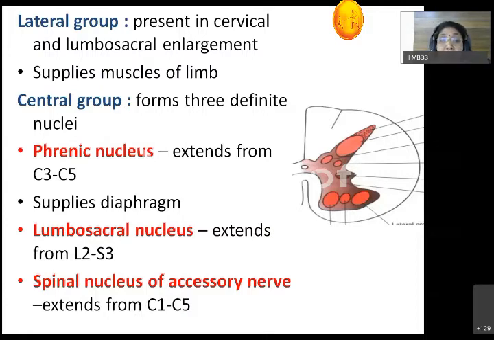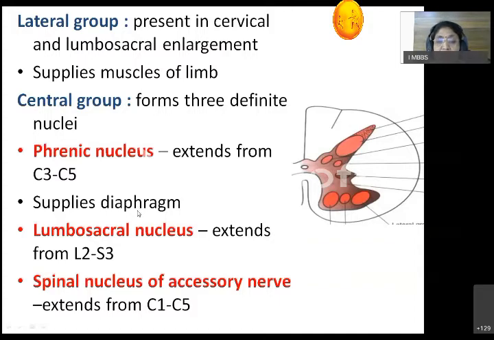Now whenever there is irritation of the diaphragm, which may occur due to various reasons, mainly because of accumulation of fluid or blood in the peritoneal cavity, it will lead to irritation of the diaphragm. And whenever there is irritation of the diaphragm, there is shoulder tip pain. Why is this so? This is because of the same root value of the phrenic nerve and suprascapular nerve. And this is known as Kehr sign, K-E-H-R. What is Kehr sign? It is because of irritation of the diaphragm.